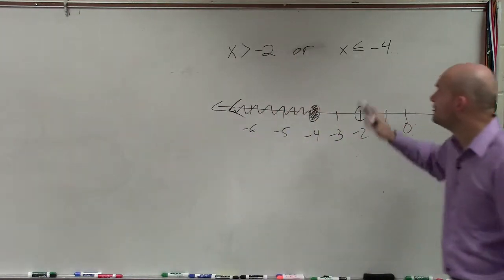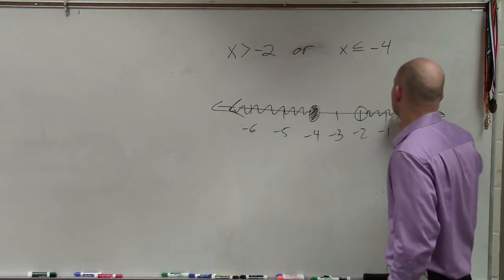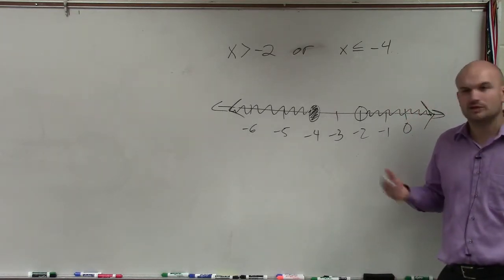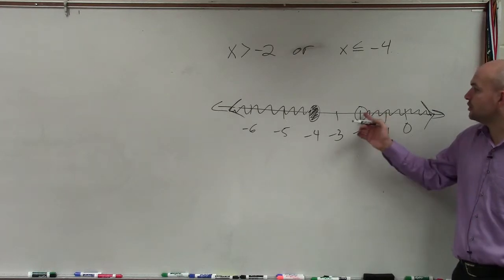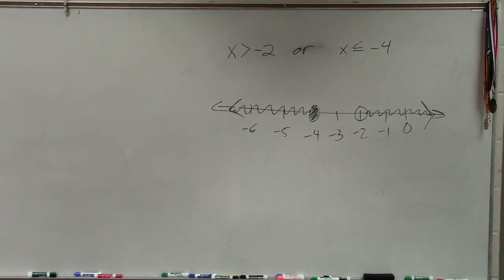And then x is greater than -2. Obviously, numbers to the right are going to be greater than -2. Right? Everybody agree with me? I mean, you can do test points if you want to. Just notice how that's open and that's closed. OK?